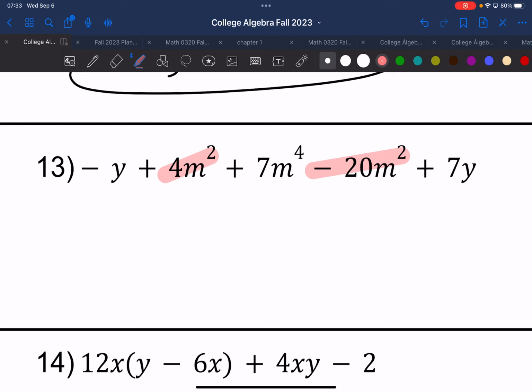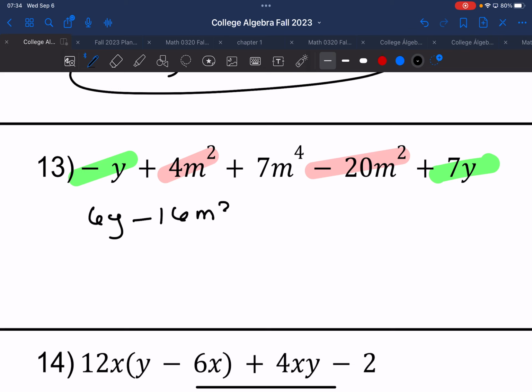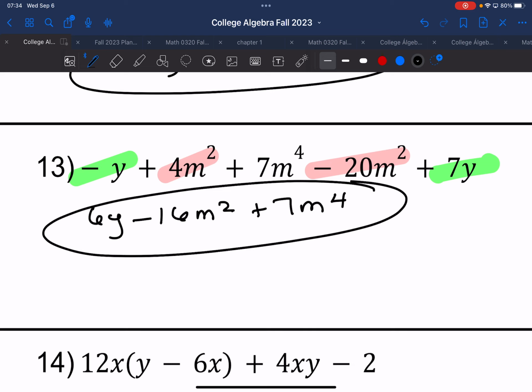Anything else? 7 and 1. Good, my y's. So negative y and 7y gives me 6y. 4m squared and negative 20m squared gives me negative 16m squared. And then I'm just going to bring down that plus 7m to the fourth because it had nothing to combine with. Okay, and that would be my answer.